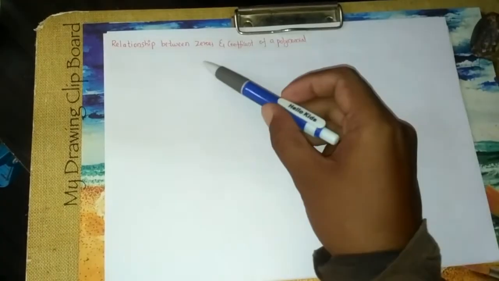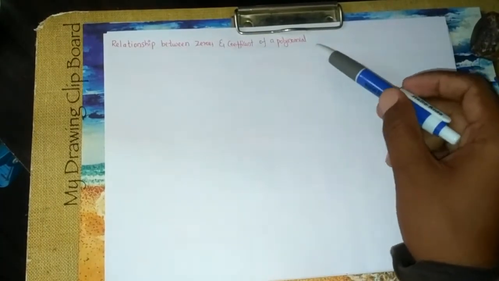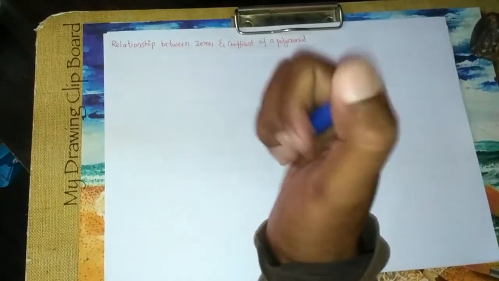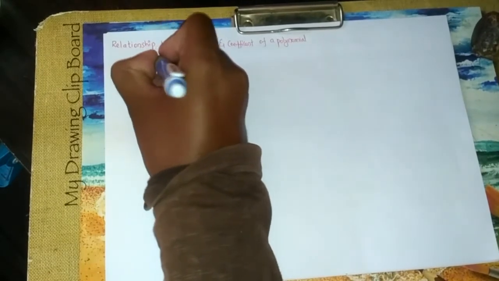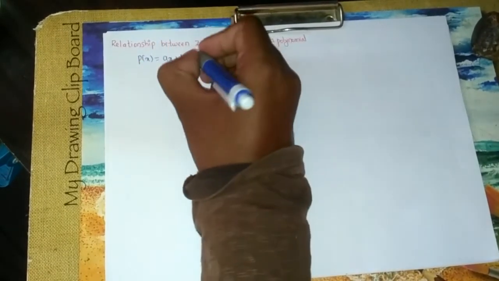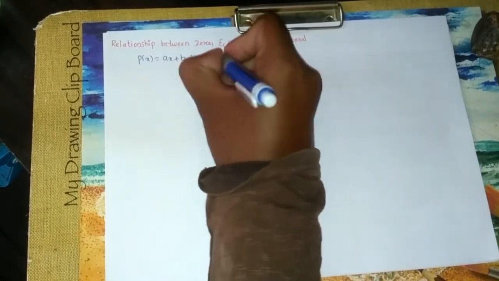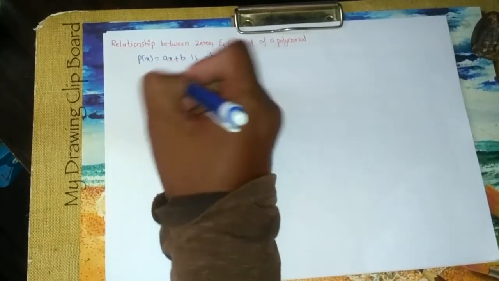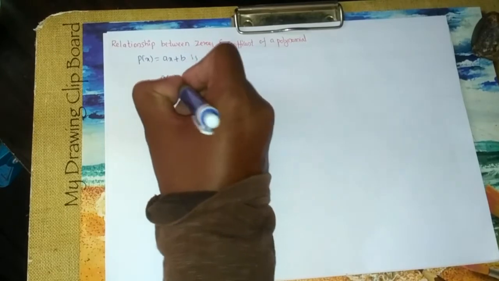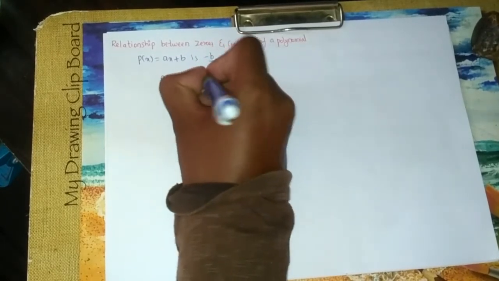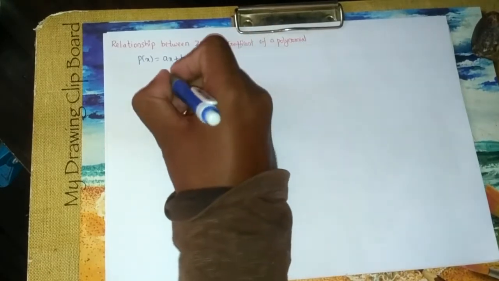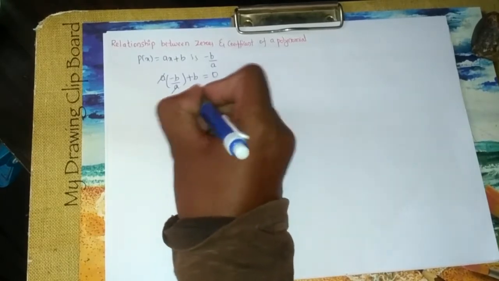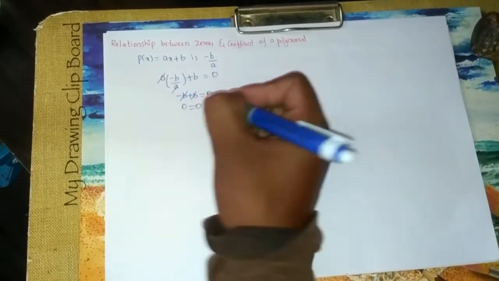A relationship between zeros and coefficients of a polynomial. We have already seen that the zero of a linear polynomial p of x equals ax plus b is minus b by a. That is, substitute x as minus b by a, it will be a times minus b by a plus b equals 0. The a will get cancelled, we get minus b plus b equals 0, or 0 equals 0.